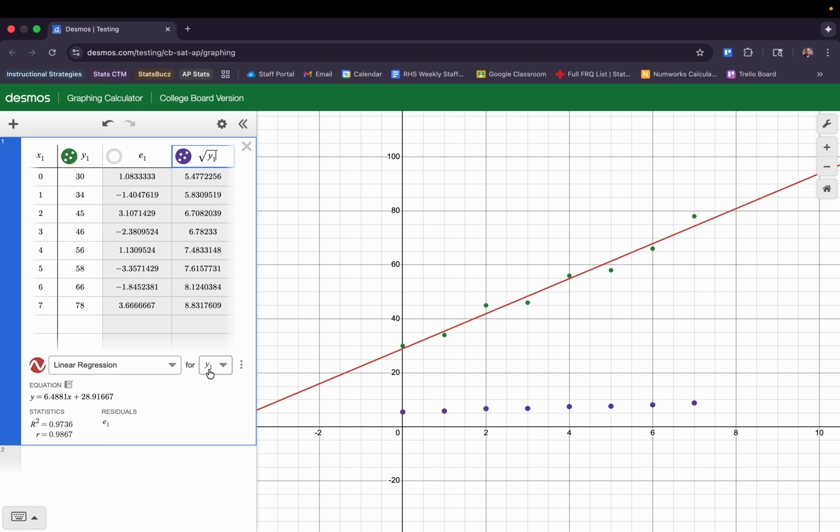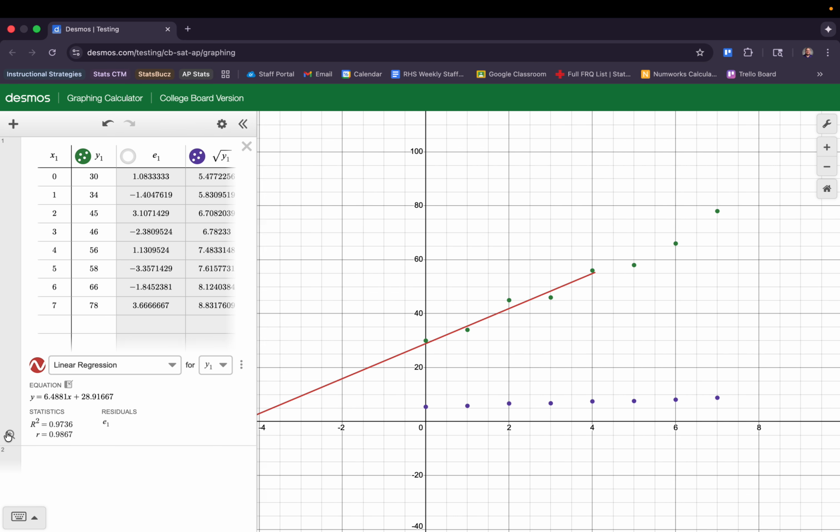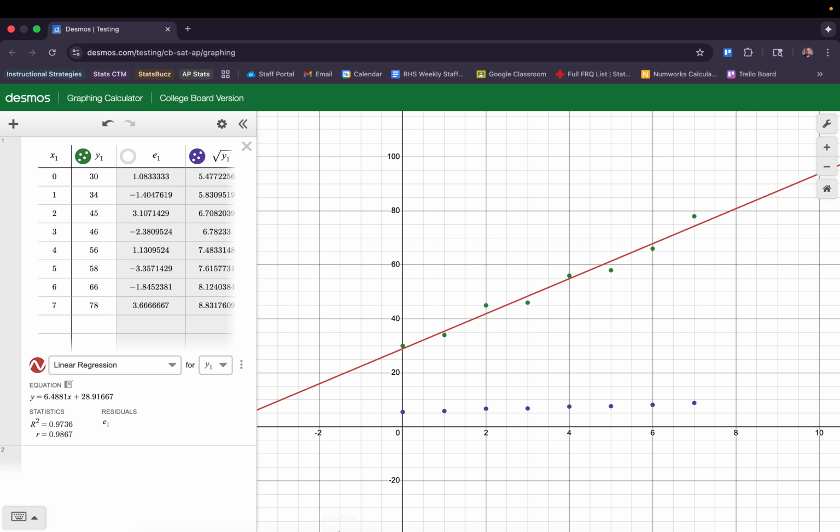Now, a couple things as we're looking at this. One, right now, you're not seeing this zoom fit. That's because Desmos is now working with y1 and square root y1, as well as this linear regression down here. It's got too many things to look at. So it's thinking, okay, we already have the best data fit here. You can see, if I scroll away, it's trying to get everything.